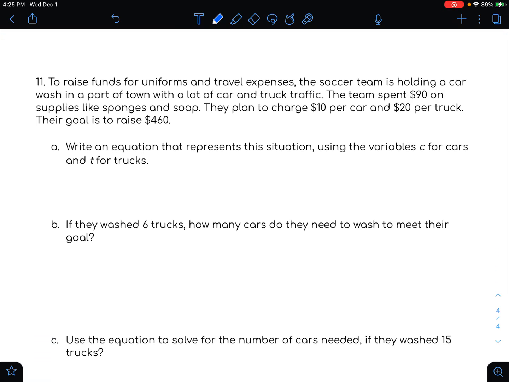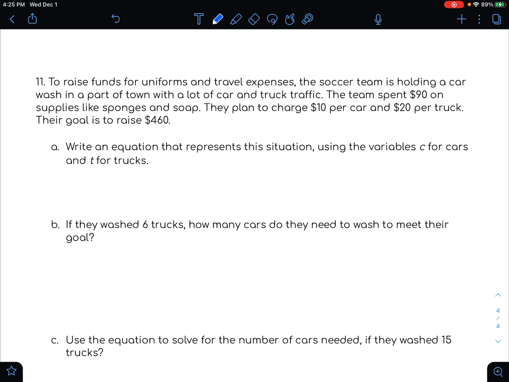Number 11. To raise funds for uniforms and travel expenses, the soccer team is holding a car wash in a part of town with a lot of car and truck traffic. The team spent $90 on supplies like sponges and soap. They plan to charge $10 per car and $20 per truck, and their goal is to raise $460. Write an equation that represents the situation using the variables C for cars and T for trucks.